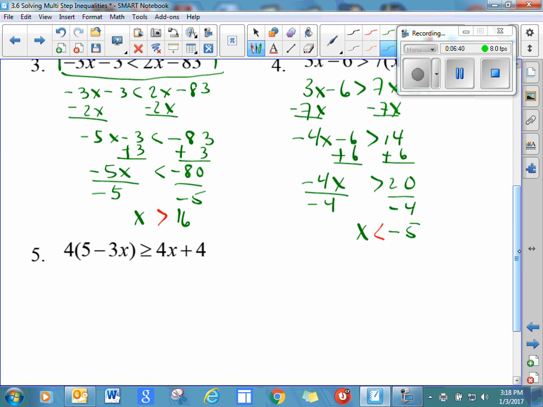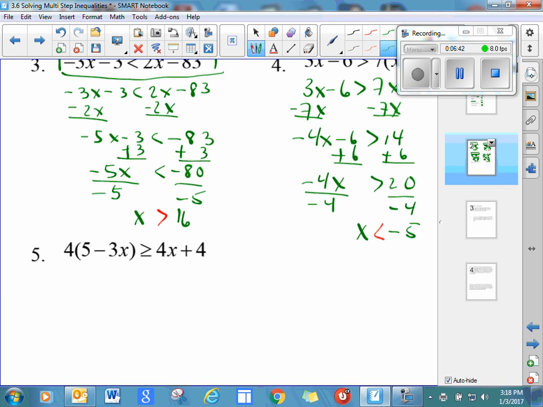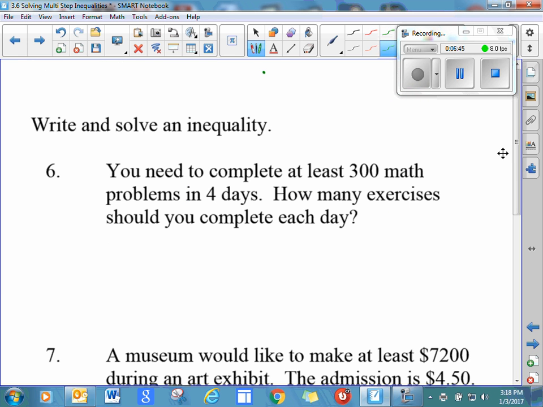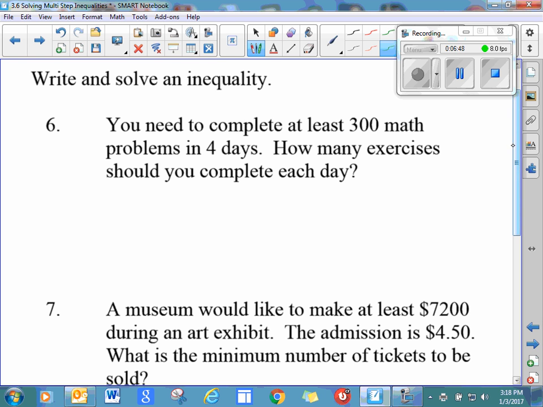We're going to start on some word problems now. So the first thing that we're going to do when we start our process for solving inequalities is we are going to define a variable. And we're going to specifically say what that variable is going to stand for. And generally, it's what they're asking you to come up with. So this problem says you need to complete at least, there's our inequality symbol, 300 math problems in 4 days. How many exercises should you complete each day? So we are going to say let x equal number of exercises, math problems, to do each day.